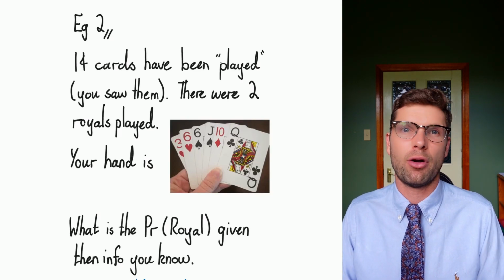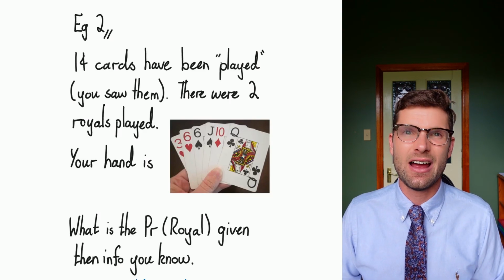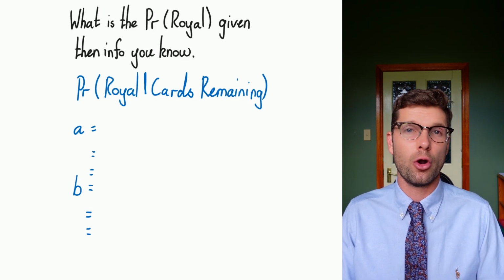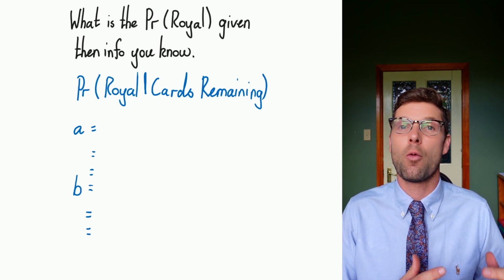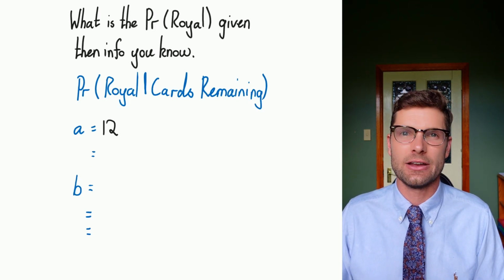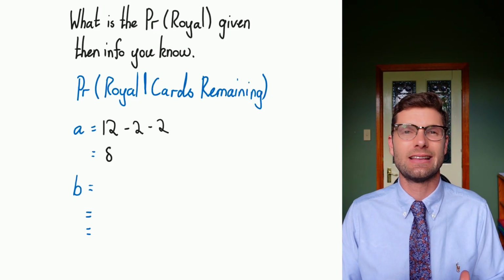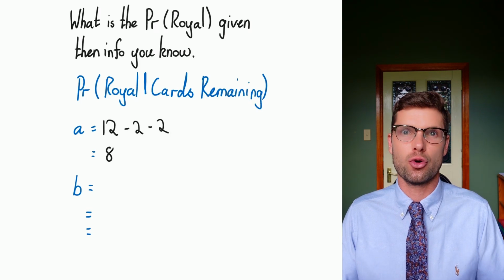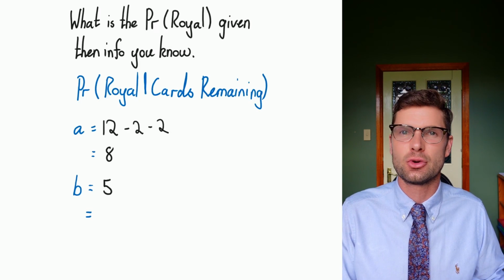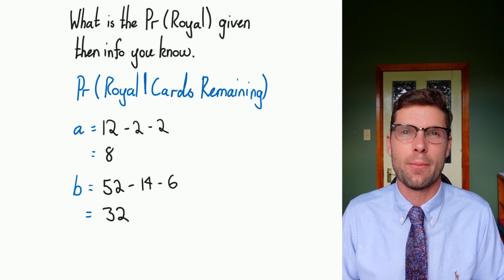We want to know the probability of pulling a royal. I've said that 2 have been played. You've seen them go out into the middle. And we've got 2 in our hand here. So we need to find the probability of a royal being pulled next, given what's been played and what's in our hand. There are 12 royal cards usually, and we have to minus the 2 that have been played, minus the 2 in our hands, leaving us with 8 remaining royal cards. Then to work out the sample space, or the B, we have our 52 cards minus the 14 played, minus the 6 in hand, so there's only 32 remaining.